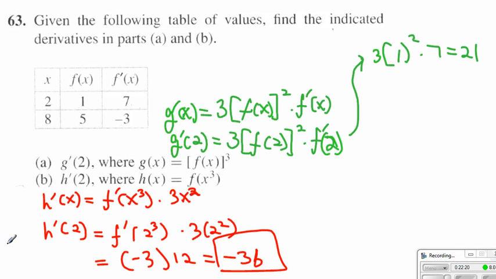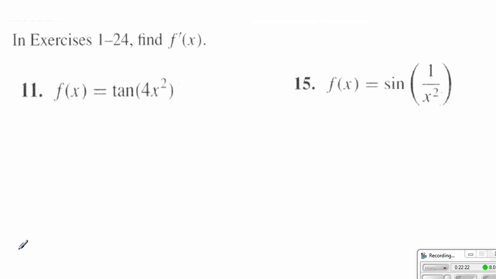All right, let us move on to the next question. We need to find the derivative. Here we have the chain rule. Then f prime is equal to, all right, the derivative of tangent becomes secant squared, but you have to leave the inside alone first. And then you are looking at the chain rule. What is the derivative of the inside? It becomes 8x. So in fact, that becomes our answer.